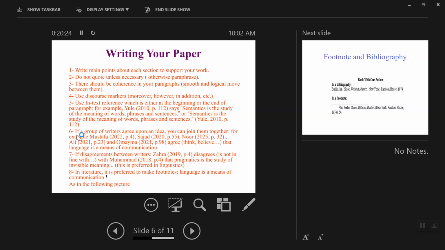In-text, inside the body. When you write something, when you write a definition or characteristic, each paragraph should be documented. Each paragraph should be documented.